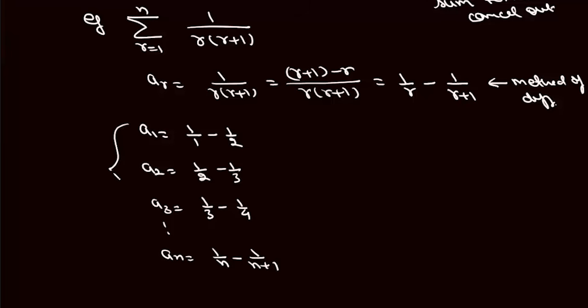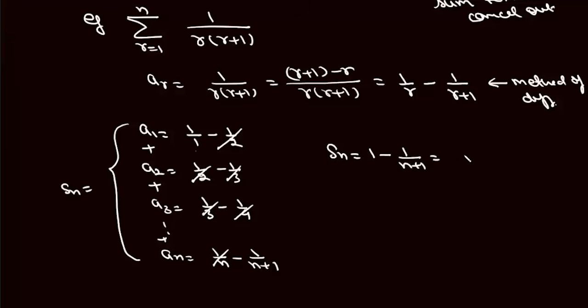Now, we need to find the sum, and the sum is nothing but the sum of all these terms. So it'll be a1 plus a2 plus a3 up to an. And if we add them, all these successive terms will cancel out, leaving the first and the last term. So the sum of the series will be simply 1 minus 1 upon n plus 1, or simply n upon n plus 1. So method of difference is basically creating this structure where eventually in the telescopic summation, terms cancel out.